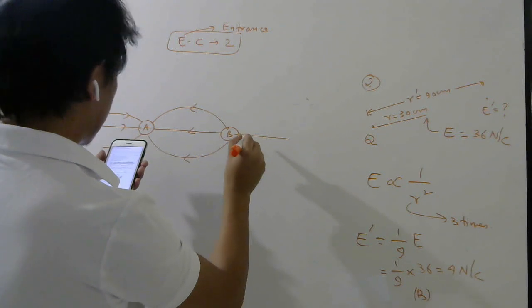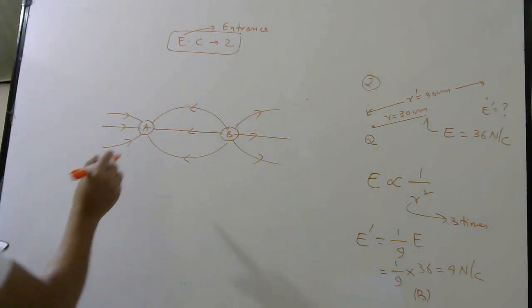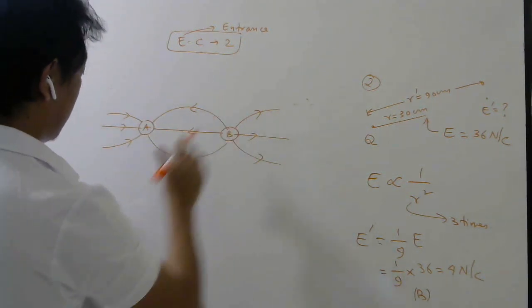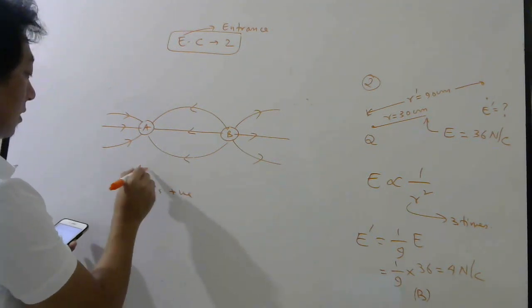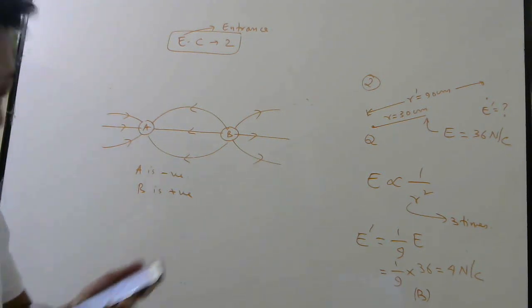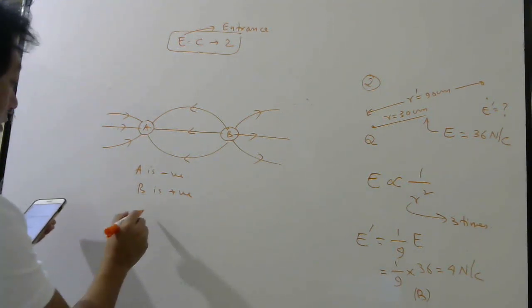Here it looks like this. If you look carefully, lines are coming into A and lines are starting from B. So that means B is positive charge and A is negative charge, right? From the properties of electric field lines. So what is the right answer? B. A is negative, B is positive. So option D.